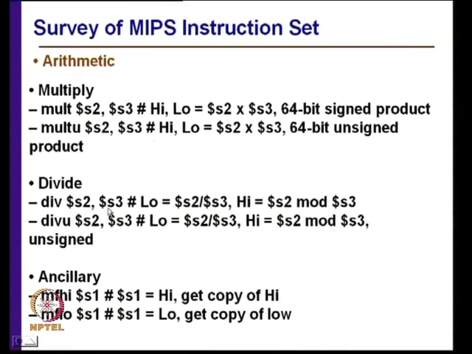Then you can do division, which again involves two registers, S2 and S3. You will be dividing S2 by S3. So, your higher part will be S2 mod S3. This is how the division is performed. Then division unsigned is done in a similar way. Then there are some ancillary instructions. MFHI is essentially to get a copy of high. That means the higher order bits get copied, or the lower order bits get copied. So, these are some ancillary instructions. These are the arithmetic group.